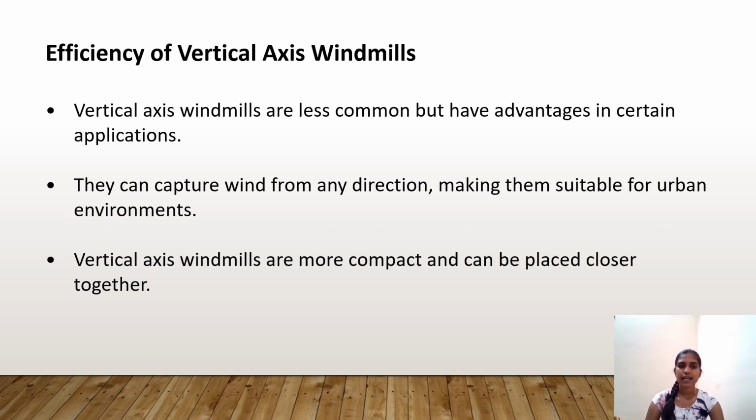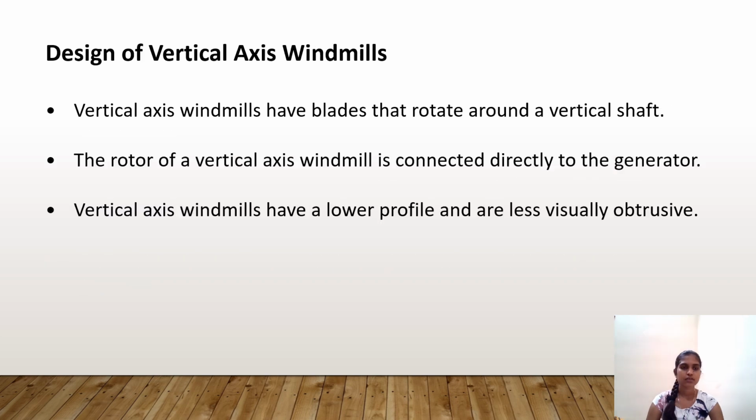Efficiency of vertical axis windmills. Vertical axis windmills are less common but have advantages in certain applications. They can capture wind from any direction, making them suitable for urban environments. Vertical axis windmills are more compact and can be placed closer together.